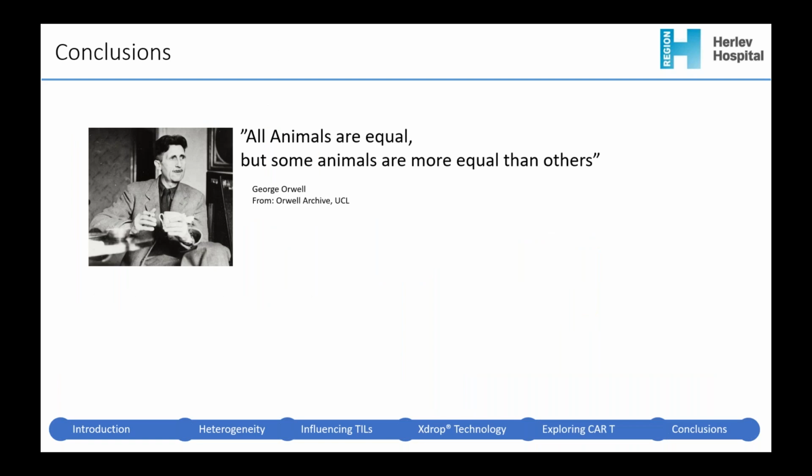So I'd like to just end today with one of my favorite quotes from one of my favorite books. So all animals are created equal, but some animals are more equal than others. And we can kind of say the same about cell therapies.